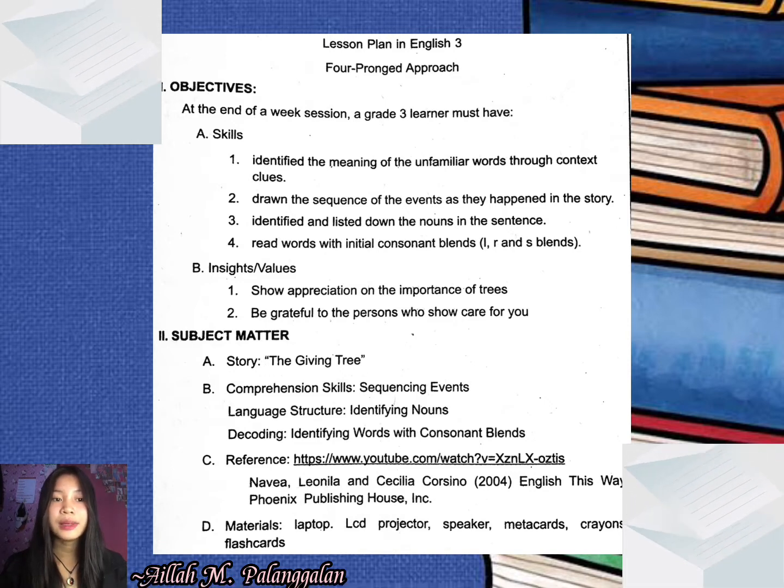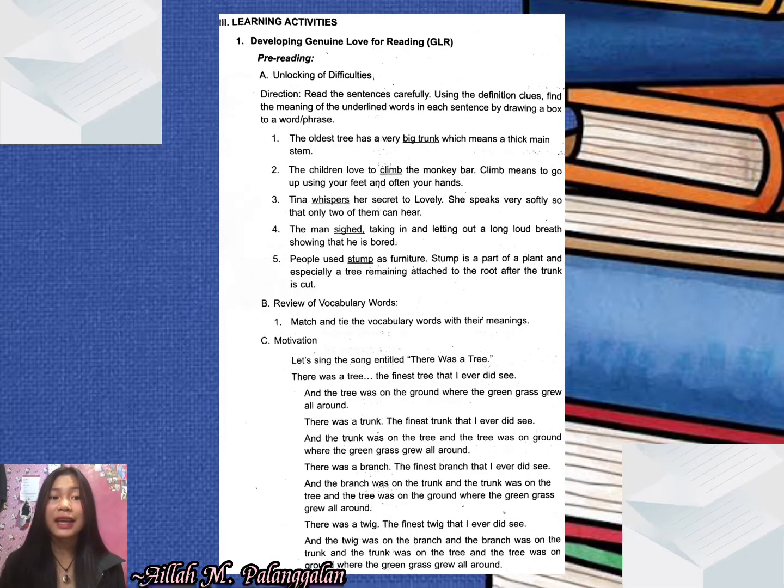Number 1 is objectives. At the end of a week session, a grade 3 learner must have, A, skills, B, insights or values. Number 2 is the subject matter, A, story, the Giving Tree, comprehension skills, sequencing events. We have C, the reference, and D, the materials. We have number 3, learning activities, developing genuine love for reading, or GLR. Pre-reading, A, unlocking of difficulties, B, review of vocabulary words, and C, motivation.